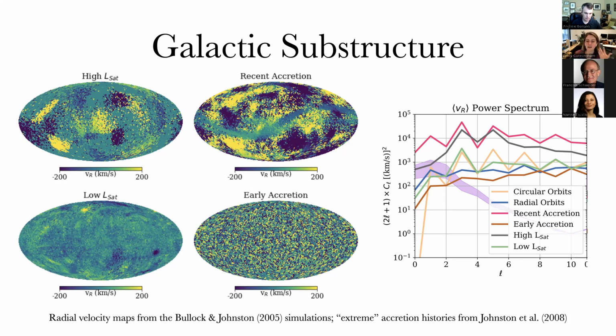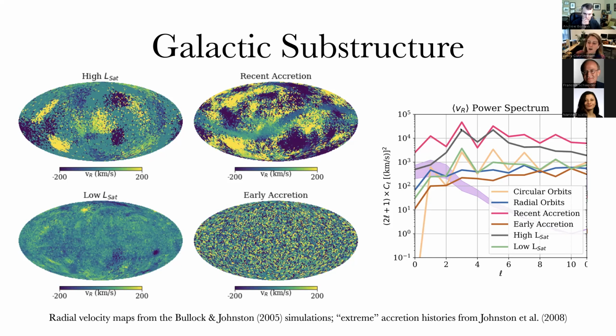And this is revealed as well when you compute the power spectrum. So here is the power as a function of order, the power spectrum. The LMC power spectra for radial velocity are shown by the gray band, where the gray band is encompassing the different masses of LMCs that Nico ran. And the halo that's comprised of high luminosity satellites is shown by this gray line, and the recently accreted halo is shown by this pink line.